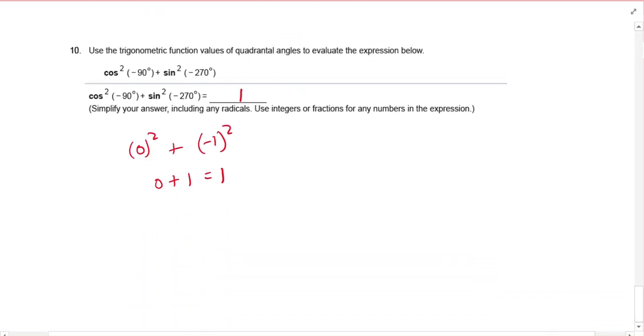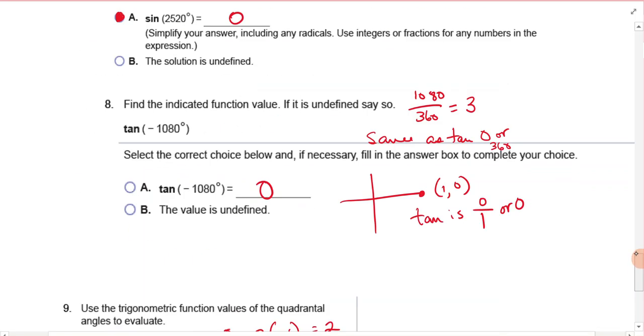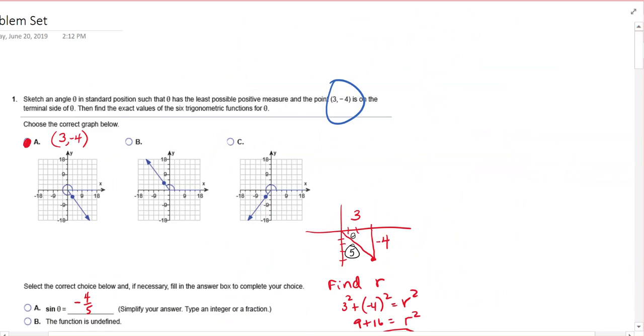And then same thing here. Cosine of 90 is 0. Sine of negative 270 is negative 1. So 0 squared is still 0. Negative 1 squared is 1. So we get 1. So we're just beginning to use the basic trig functions in this section, and hopefully that will get you through section 1.3.